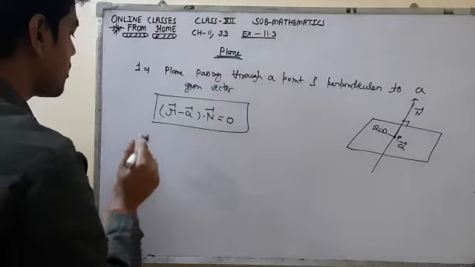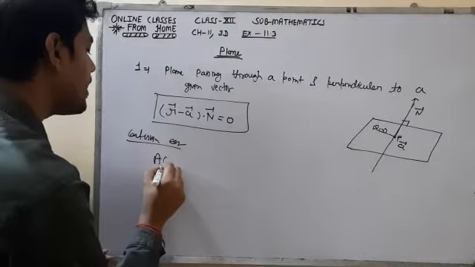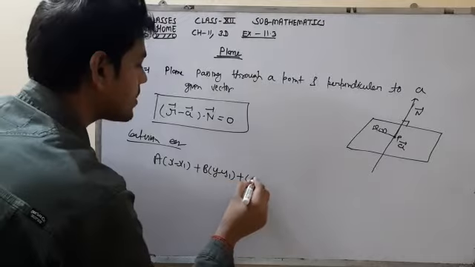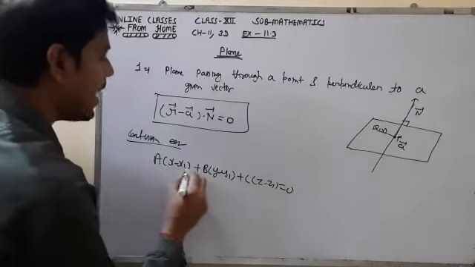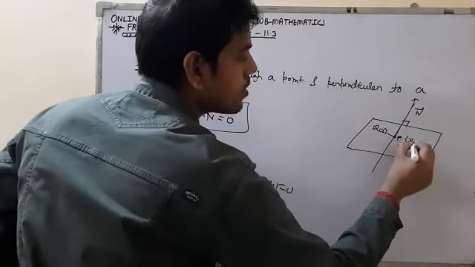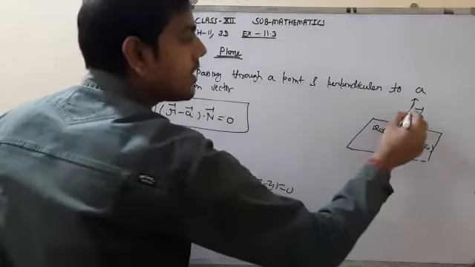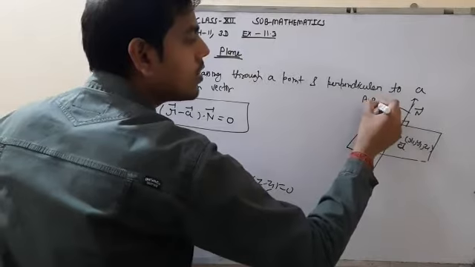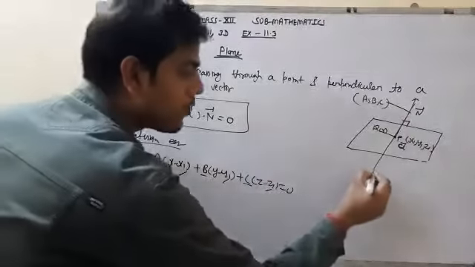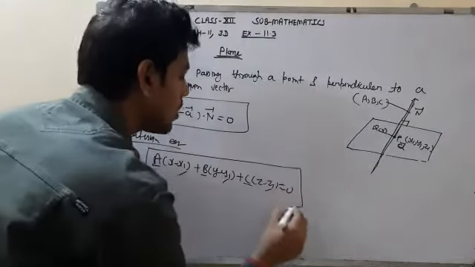Its Cartesian equation would be a(x minus x1) plus b(y minus y1) plus c(z minus z1) equals 0. Here x1, y1 and z1 are the coordinates of the point through which it's passing. And a, b and c are the direction ratios of the vector or line which is perpendicular to the plane. So this is the Cartesian equation.